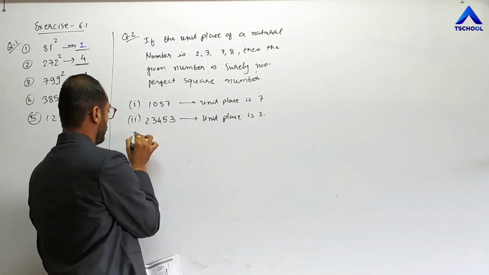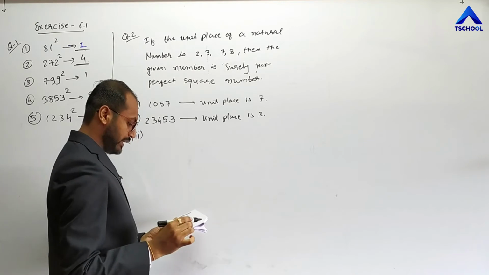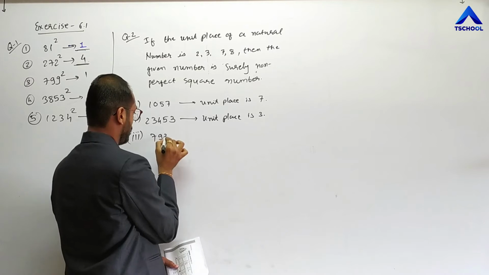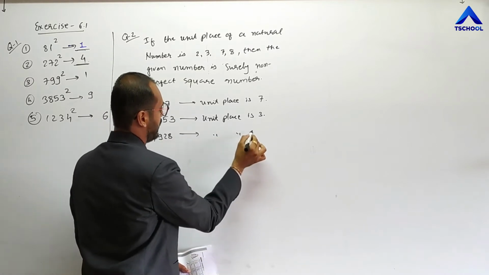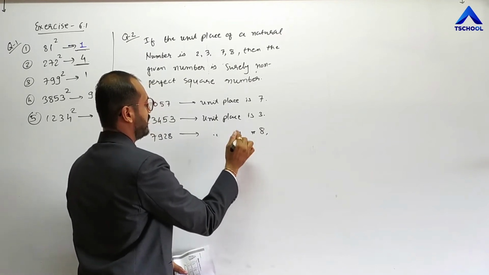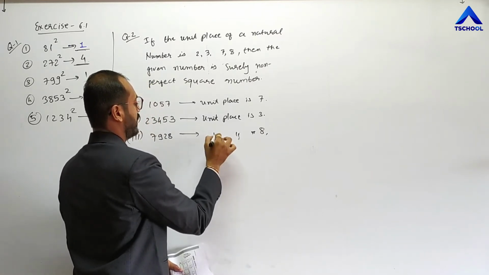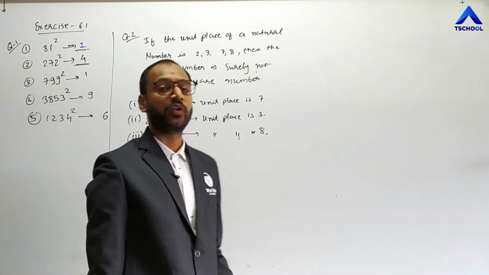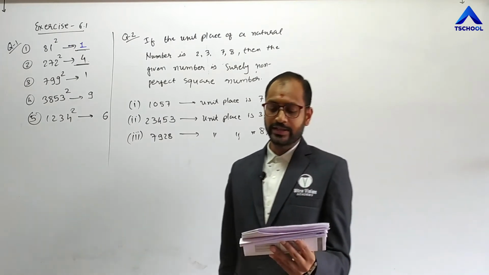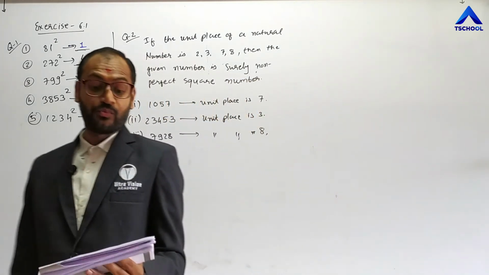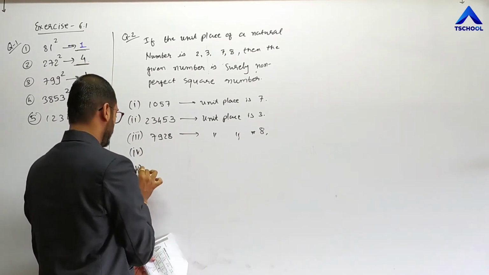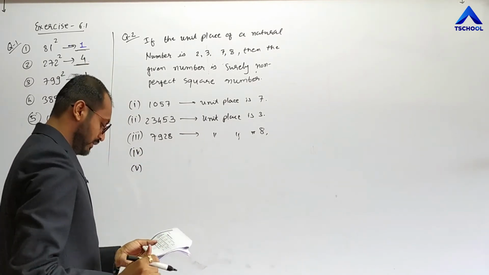Number 3 contains 7, 9, 2, 8. Again here the unit place is 8. So you can see that this number is perfectly a non-perfect square number. Again number 4 contains the unit place 2, 5. Yes. Do the 4th by yourself. Then I will solve the fifth number.